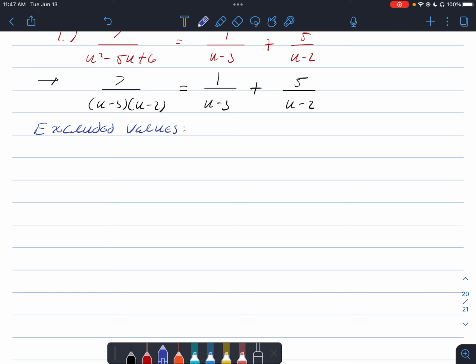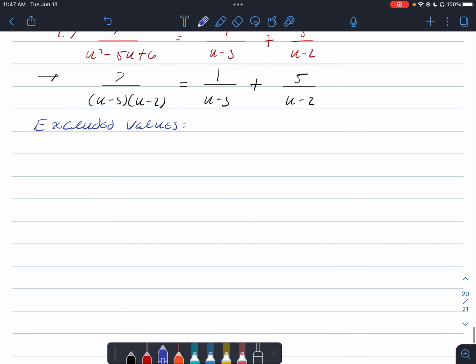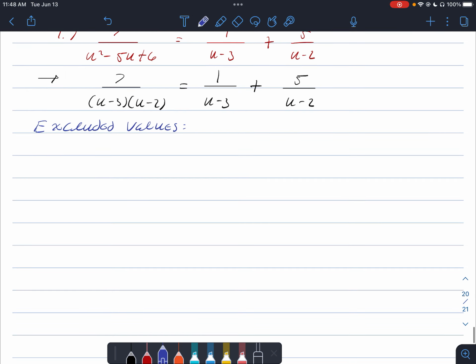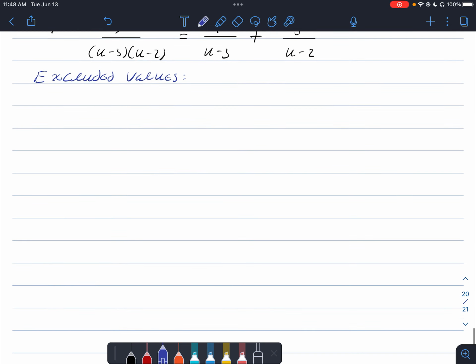Remember, for any excluded values, at least with rational equations, we have to keep in mind that the denominator cannot be equal to 0. So for the left-hand side here, if u minus 3 or u minus 2 is equal to 0, then the denominator would be equal to 0. So that wouldn't be good. Or on the right-hand side here, if we have u minus 3 here or u minus 2, in either case, again, one of the denominators would be equal to 0, so we cannot have either of those denominators be equal to 0. So we have to figure out when u minus 3 or u minus 2 is equal to 0.